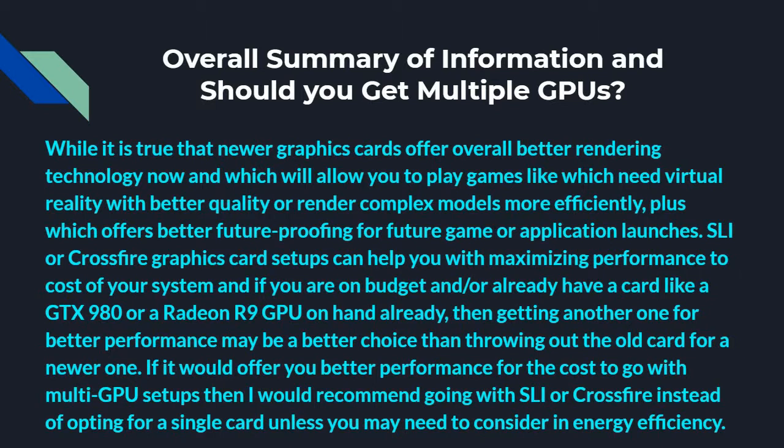Plus, you have slightly better future proofing for future game launches and application launches, which can utilize the newer rendering technologies integrated with newer cards. SLI or Crossfire graphics card setups can help you with maximizing the performance to cost ratio of your system, especially if you're on a budget and already have a card like a Radeon R9 GPU or a GTX 980, and you probably could get another one in order to improve your performance rather than throwing out your current card and buying a whole new card of a higher grade.